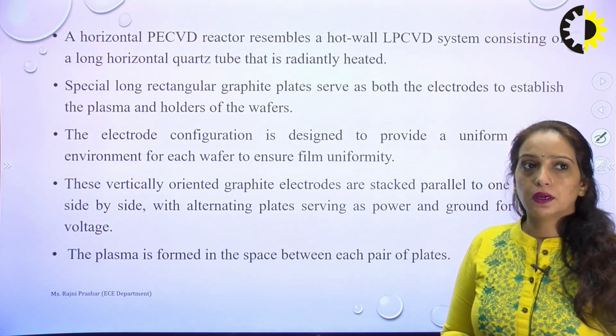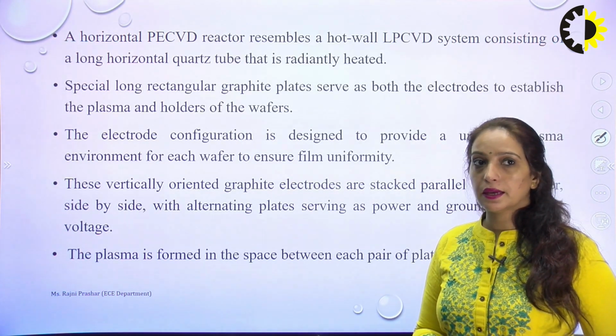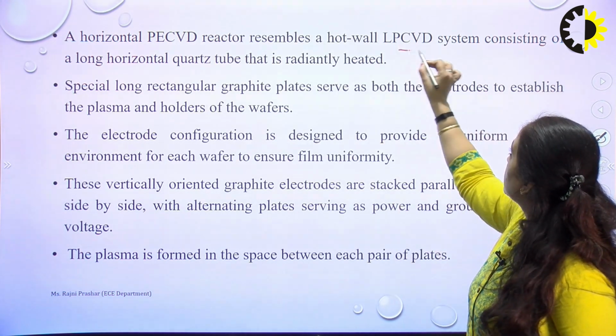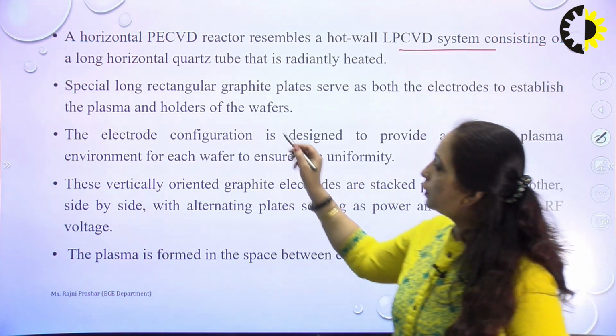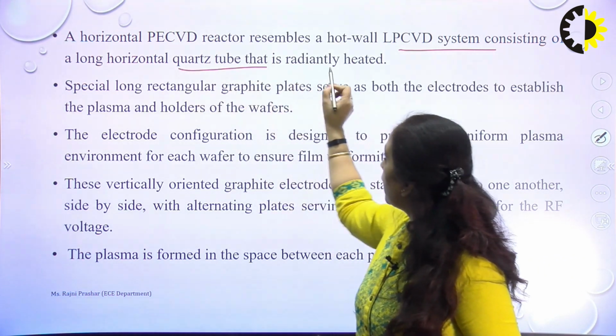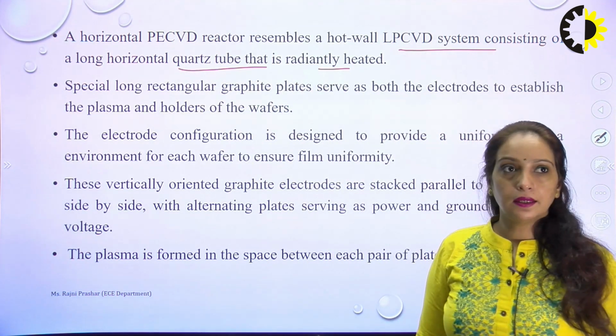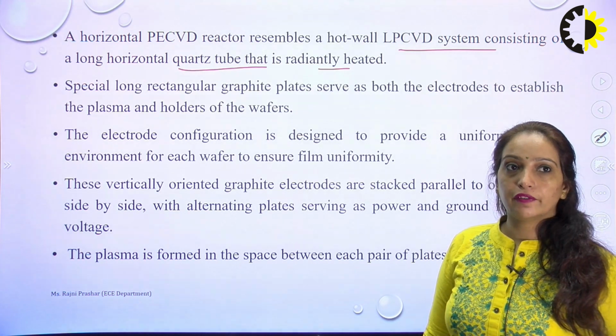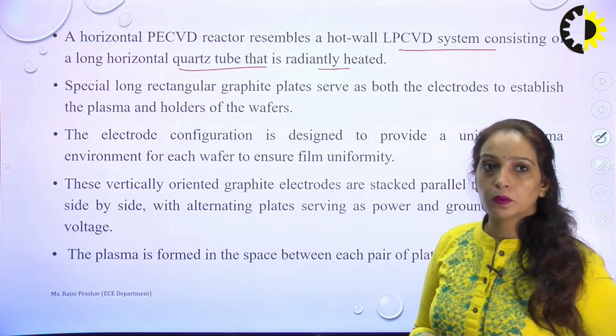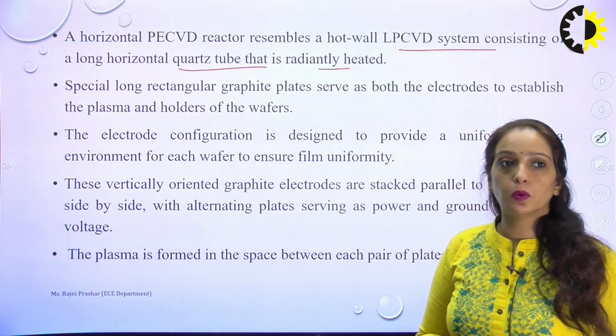The horizontal PECVD reactor resembles a hot wall LPCVD reactor and consists of a long horizontal quartz tube that is radiantly heated. Long rectangular graphite plates serve both as electrodes to establish the plasma and to hold the wafers.